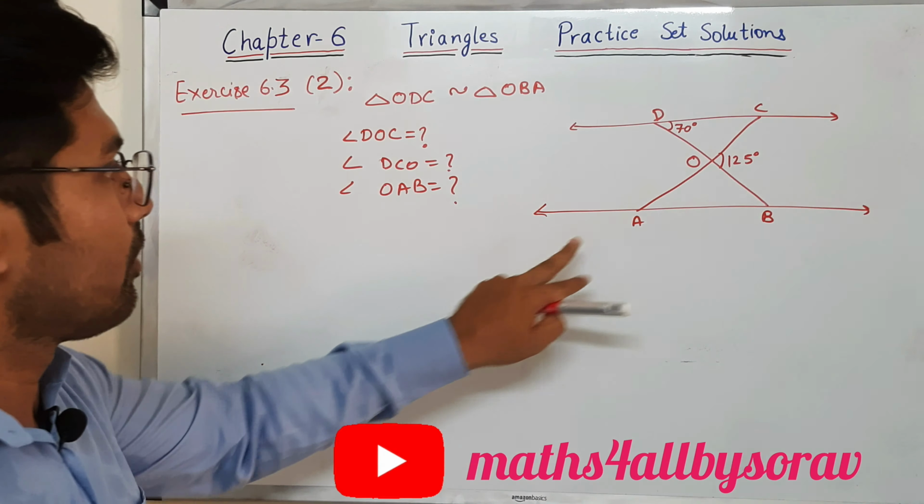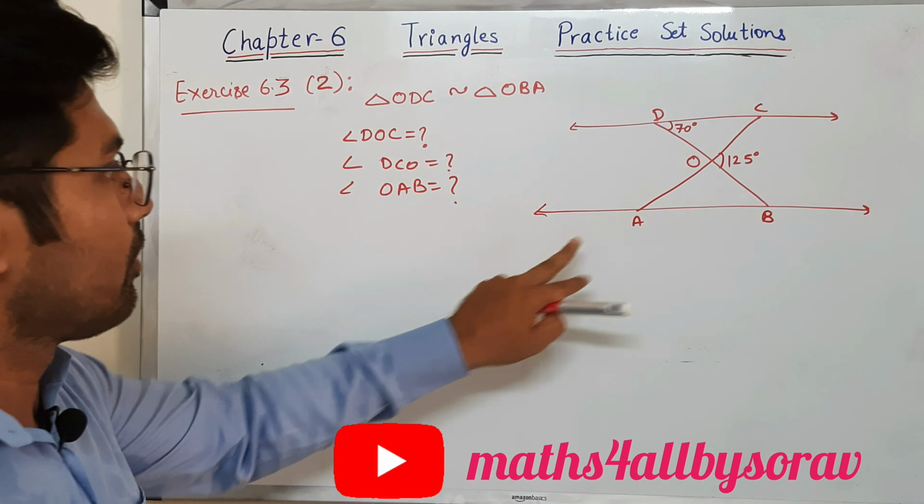Okay guys, now you see these two lines are parallel, so this angle should be the same, so we can put 70 degrees. This is a line, this complete angle is 180 degrees, so this angle will be 180 minus 125, which is 55 degrees. Now 70 plus 55 is 125, and the sum should be 180 degrees, so this will be 180 minus 125, which is 55. So this angle should be 55 degrees.